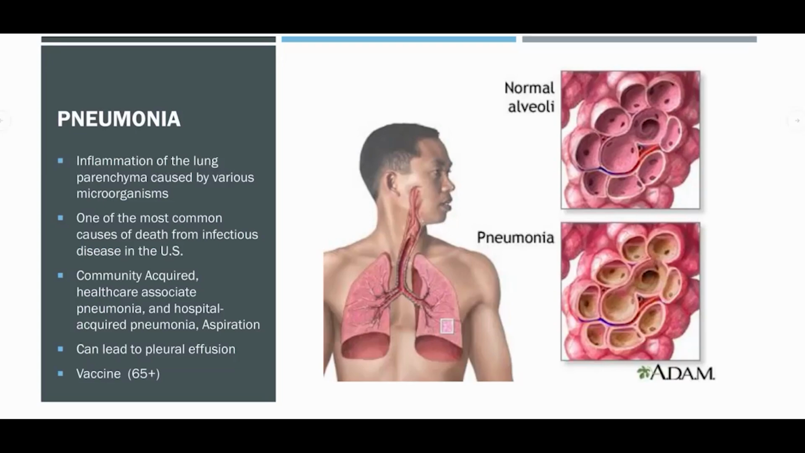So that's where pneumonia and tracheobronchitis are different. Tracheobronchitis is definitely more inflammation and infection local to the bronchi, where pneumonia is deep in the lungs at the microscopic level around the alveoli. Causes of death related to infections in the U.S. are very high. Community acquired and healthcare associated pneumonia are big things.